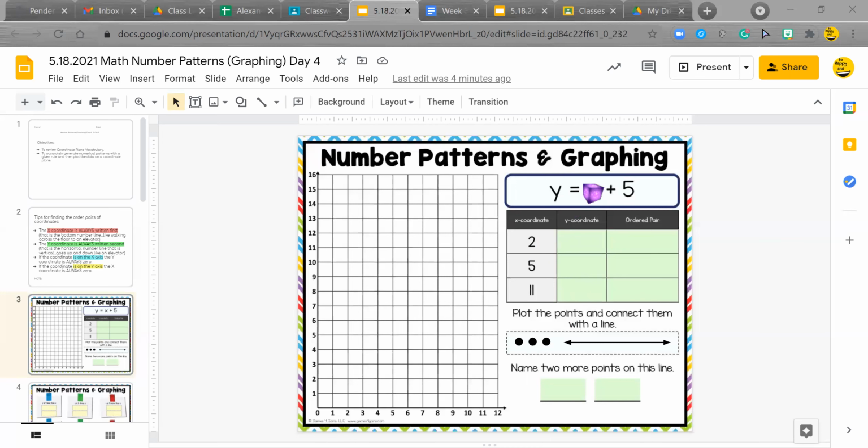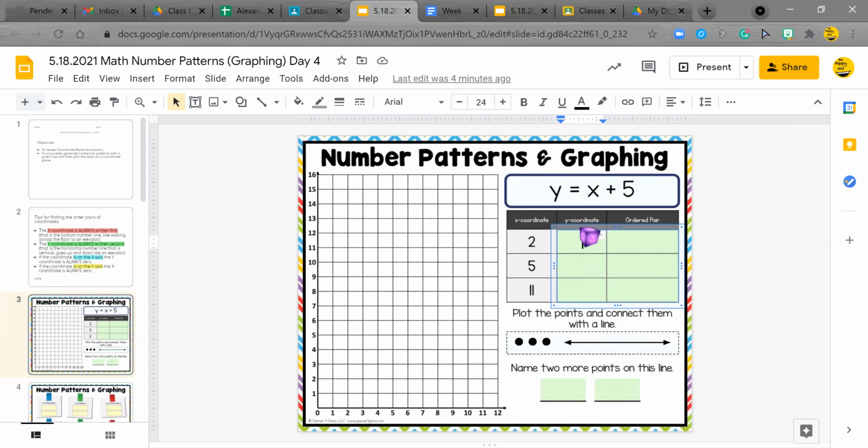Remember, I take this 2 and I put it into X. So right here, I go 2 plus 5 is? Yes. And my ordered pair is what? Yes, great job, you guys. And here, 5 plus 5. Yes, you guys, great job.